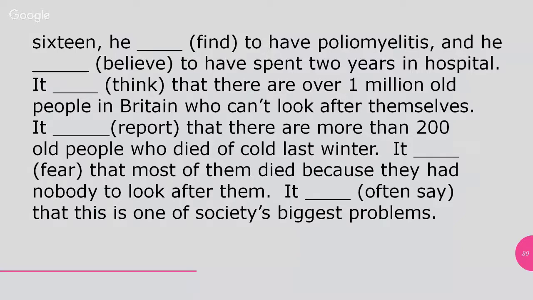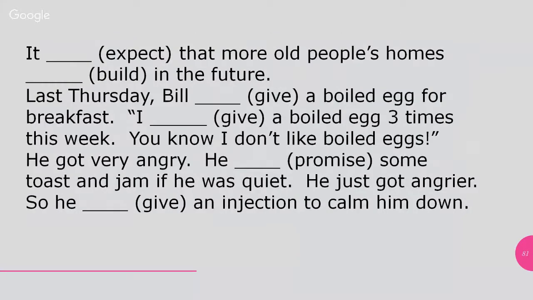It is thought that there are over 1 million old people in Britain who can't look after themselves. It is reported that there are more than 200 old people who died of cold last winter. It is feared that most of them died because they had nobody to look after them. It is often said that this is one of society's biggest problems. It is expected that more old people's homes are built in the future.